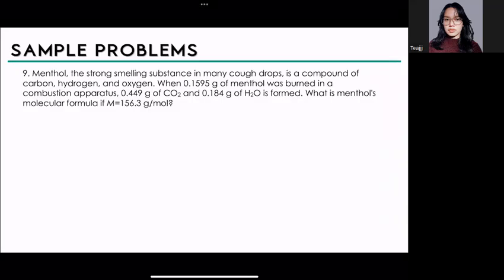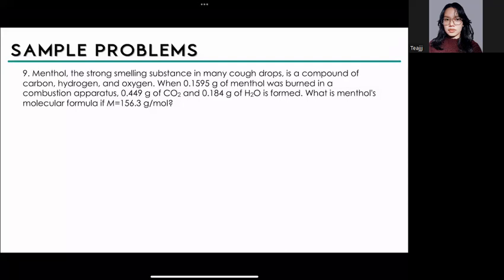Question number 9: menthol, the strong smelling substance in many cough drops, is a compound of carbon, hydrogen, and oxygen. When 0.1595 grams of menthol was burned in a combustion apparatus, 0.449 grams of carbon dioxide and 0.184 grams of water were formed. What is menthol's molecular formula if the molar mass of menthol is 156.3 grams per mole?